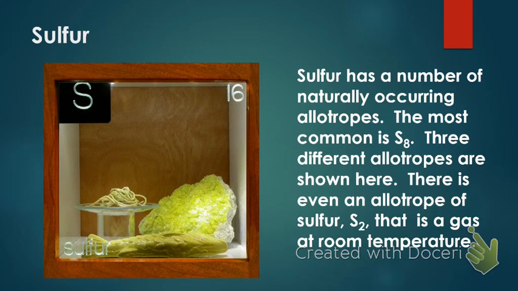Another element that has quite a number of allotropes is sulfur. The most common is S8. These are the chunks of yellow sulfur that you'll find lying around if you go to Yellowstone. In this picture, I have three different allotropes of sulfur. I'm not quite sure which ones they are. However, there is even an allotrope of sulfur, S2, that is a gas at room temperature. So two sulfurs together can actually make a gas at room temperature.